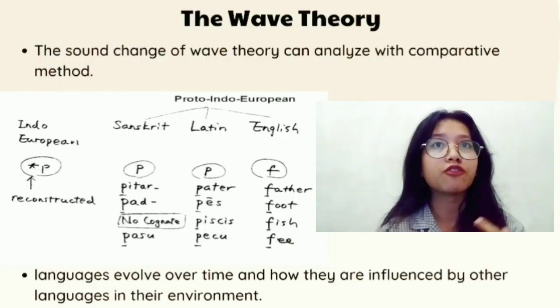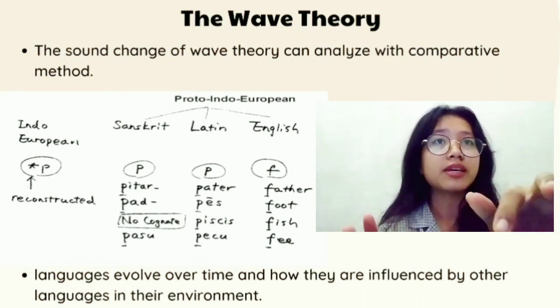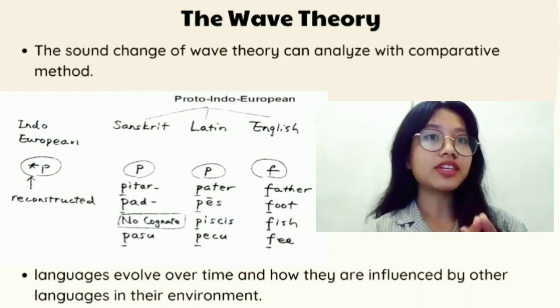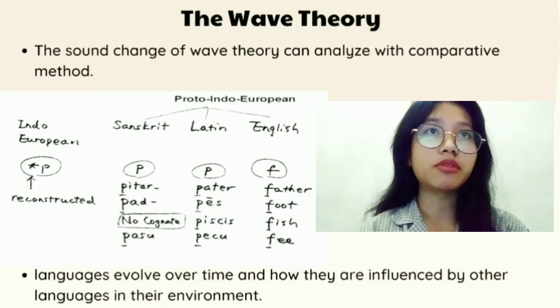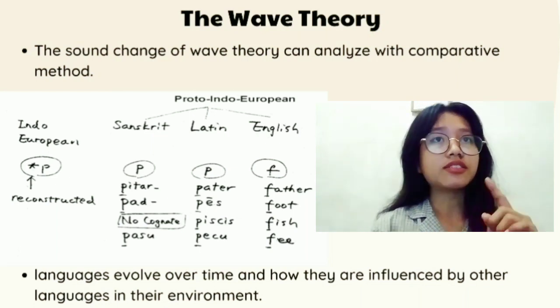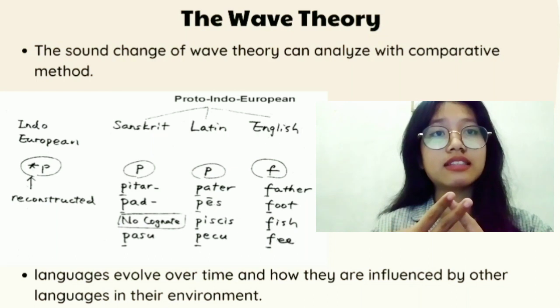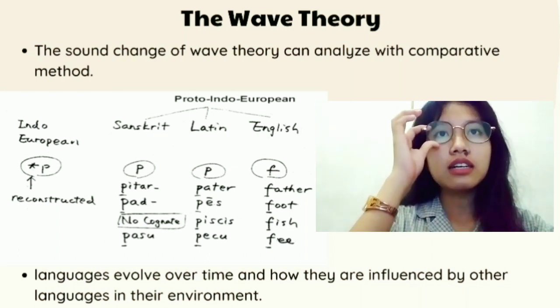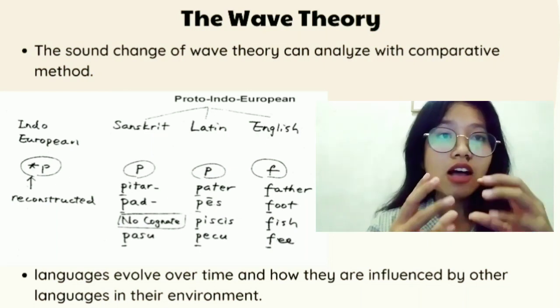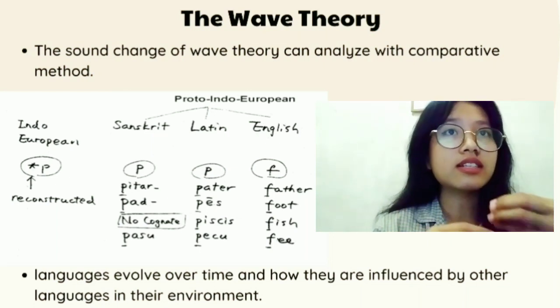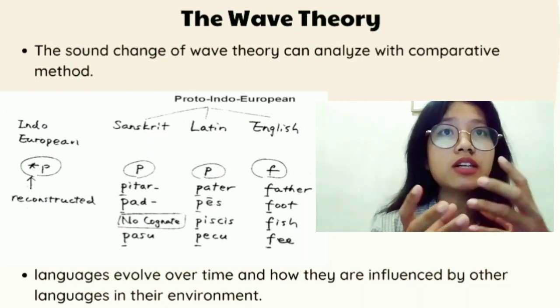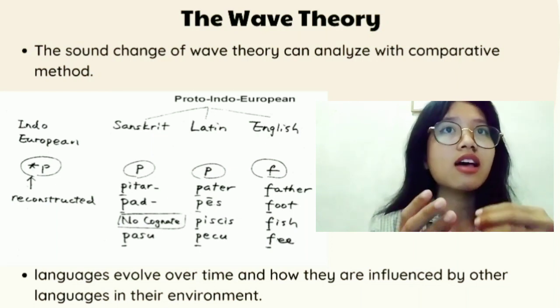The sound change of wave theory can be analyzed with the comparative method. As we can see from the picture of Proto-Indo-European, there are three languages from Proto-Indo-European. First is Sanskrit, and the second is Latin, and then the last is English. As we can see from the scheme, for example, the sound p is reconstructed into these three languages. In Sanskrit language, p is still p sound.